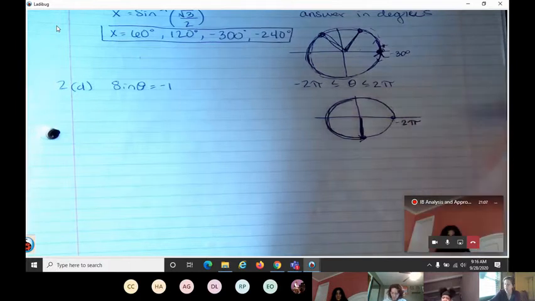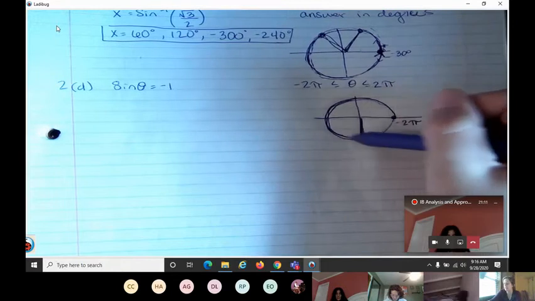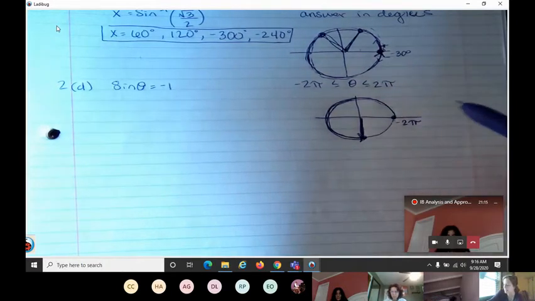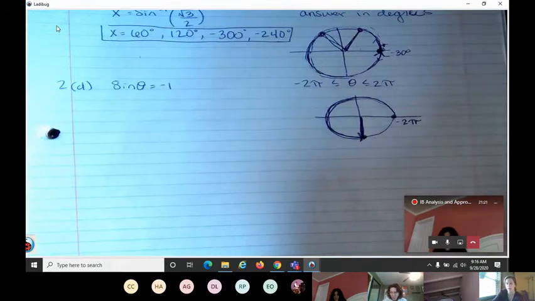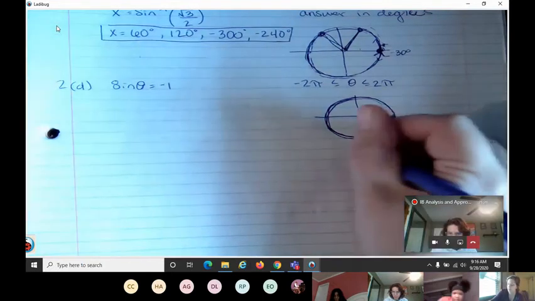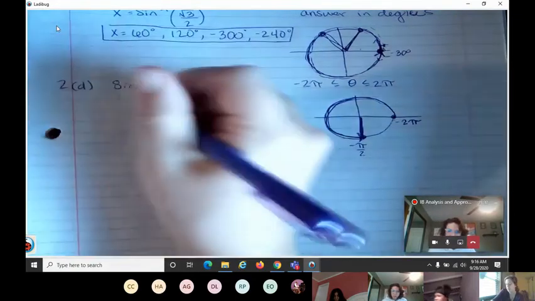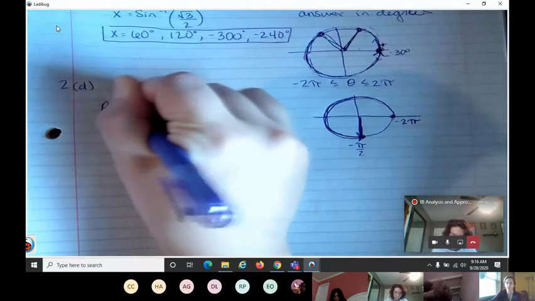So I started at -2 pi and then I'm going positive 3 pi over 2 radians to get to this spot. So can anybody tell me what angle measure this should be? Like -1/2 pi. Yes, good, -pi over 2. Okay, so I'm going to have a theta measurement at -pi over 2.